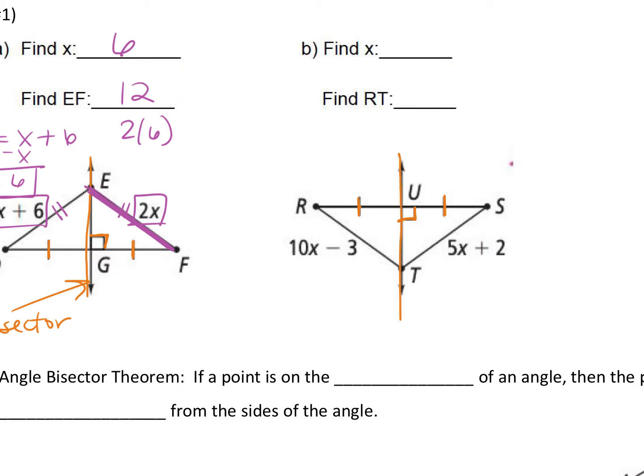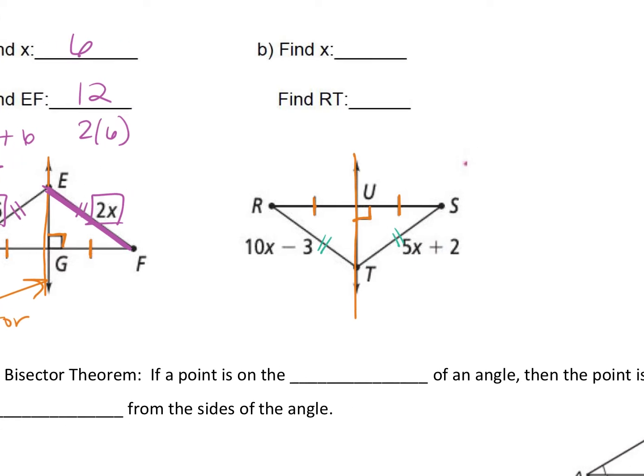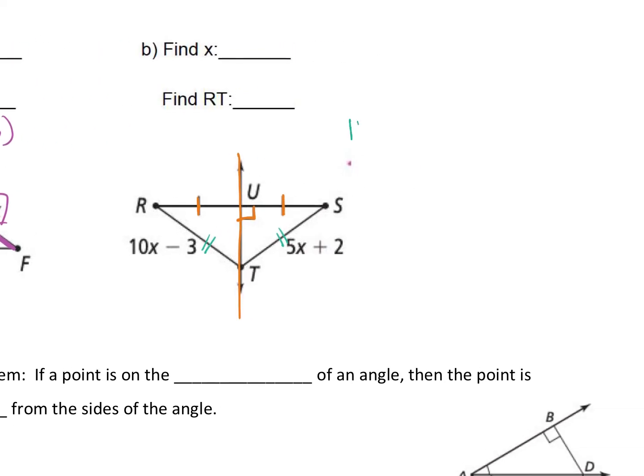So this is perpendicular and it's cutting it in half. That means any point on that orange line is the same distance to R as it is to S. So this segment has to be equal to that one. So we're going to say 10x minus 3 equals 5x plus 2. How do you solve that?